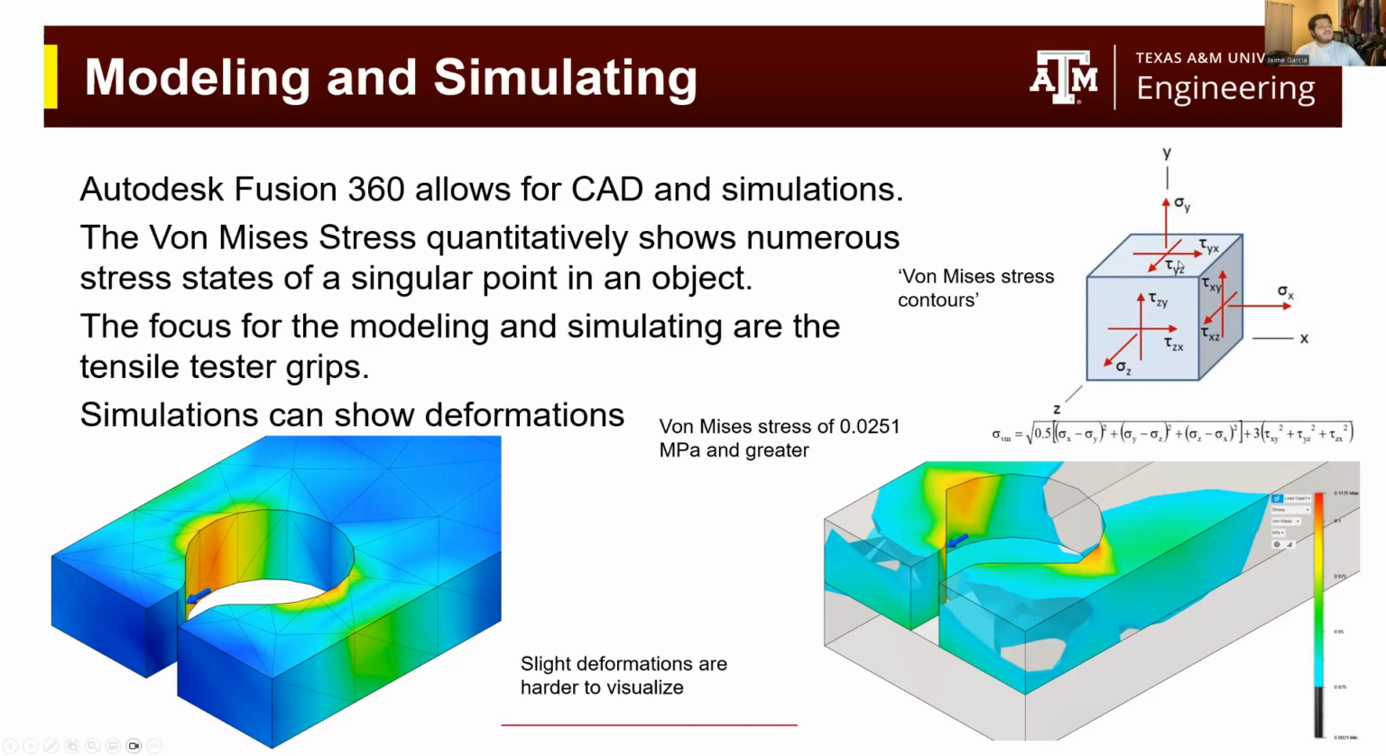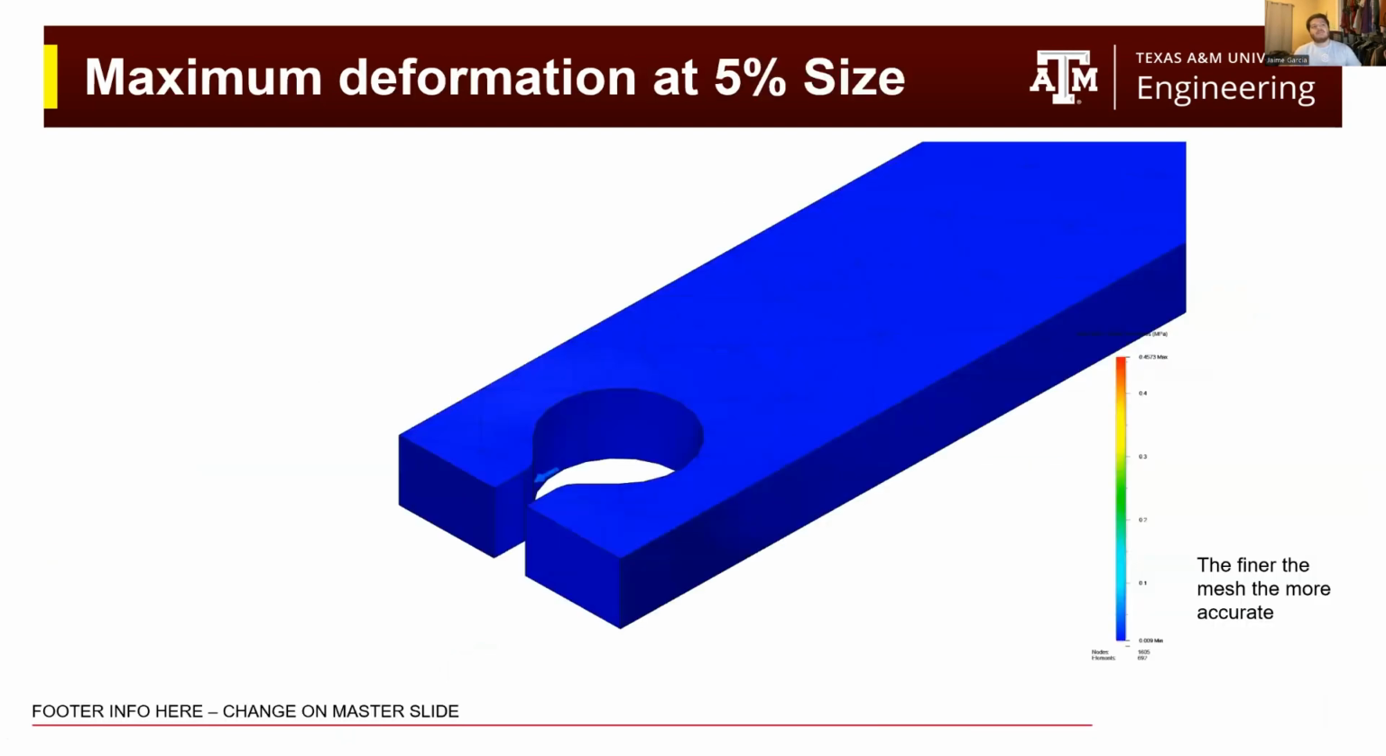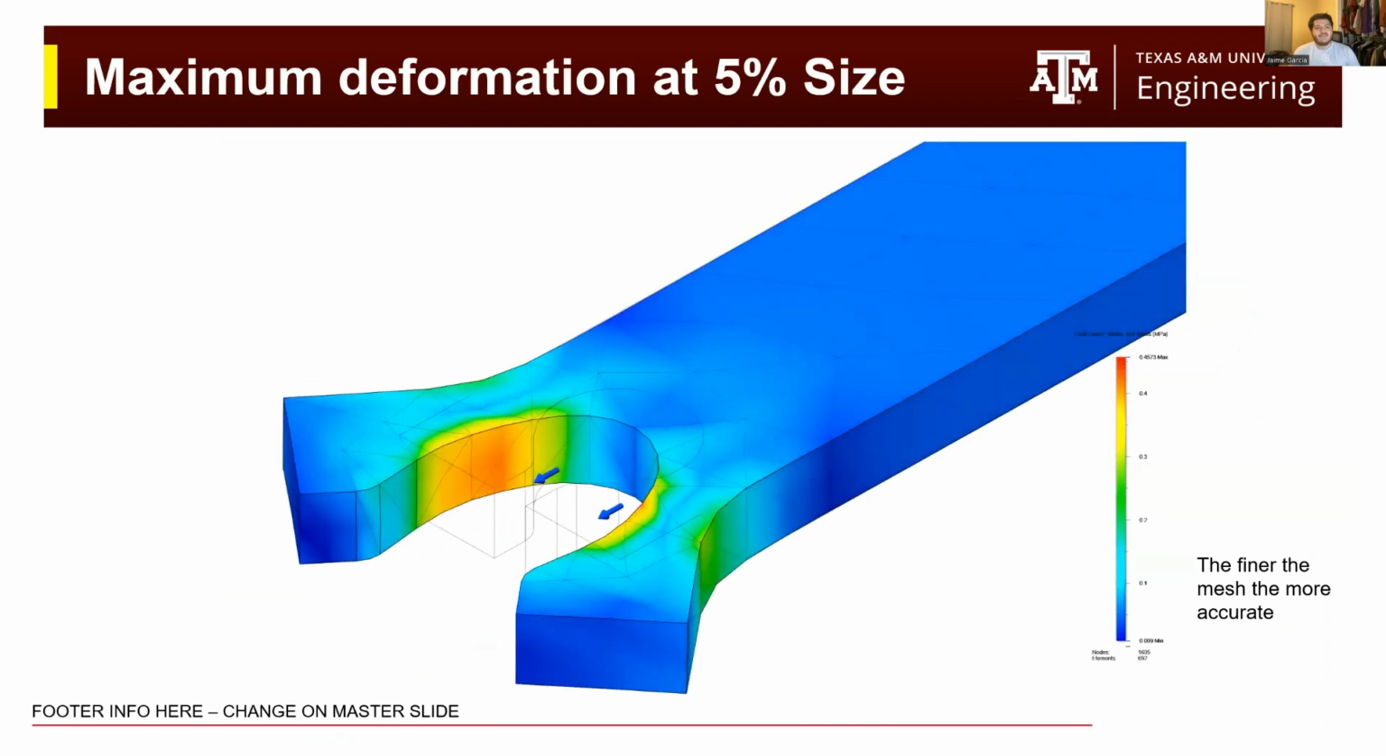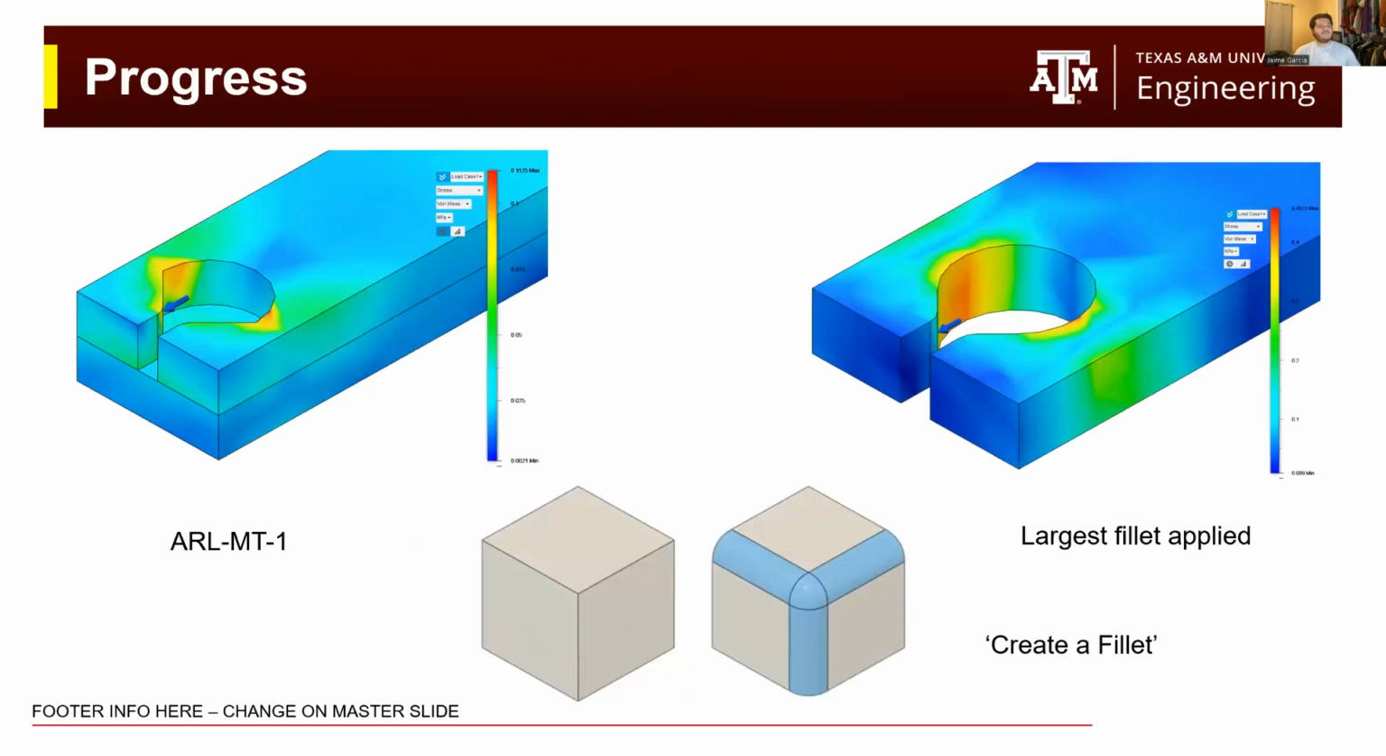And we can see here that the von Mises stress for a singular point, this is just for 6 different states. The good thing about the CAD is that we can do every single point throughout the entire model, and this helps visualize where the stresses are the highest. As we can see here, where the sharp edges are at, the von Mises stress is at its highest, around 0.0251 megapascals and greater. Here, the maximum deformation of the grip at 5% of the model's entire size is shown. This helps us visualize where the weakest points are within the model to help better design future iterations.